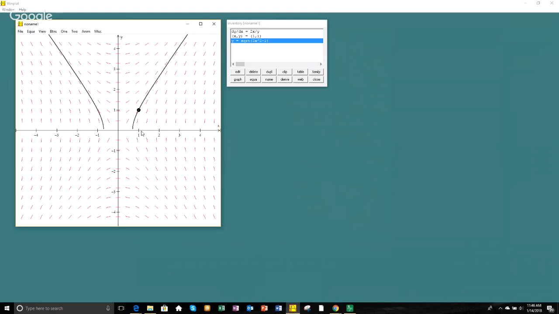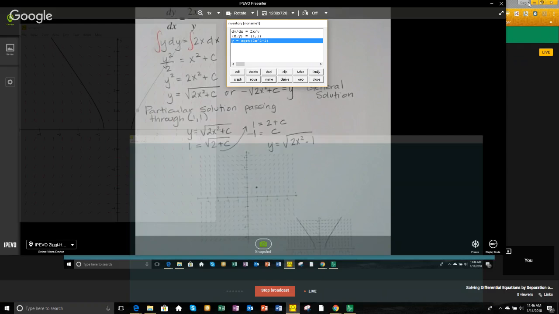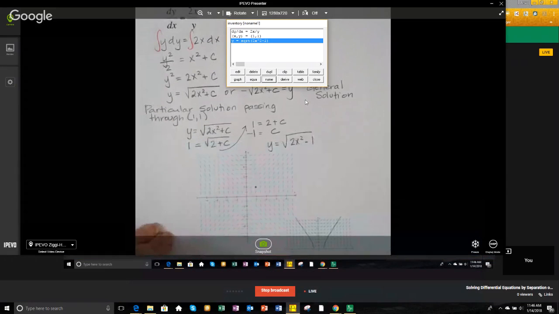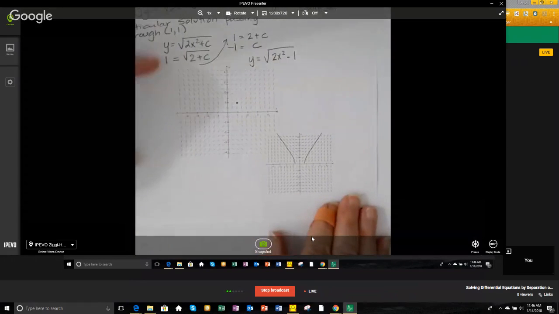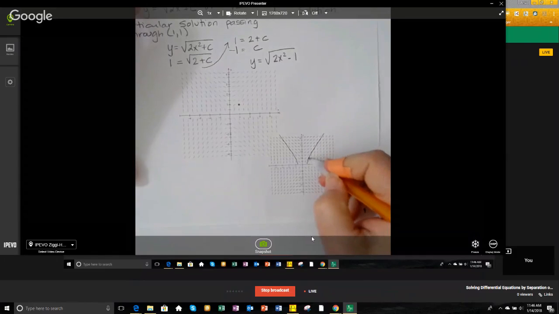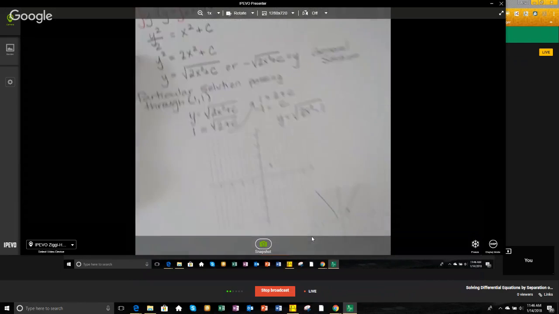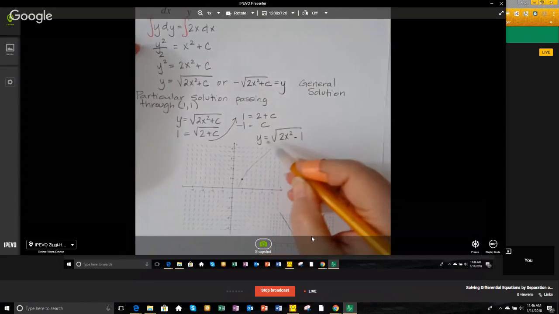Sure enough, you can see that our solution actually will follow the slopes. And that's our particular solution. And you can see the general solutions shown in the slope field there, which is really pretty cool. All right, so it works. And I have in my notes here a picture of the very solution that we found. And it does pass through there, which is really, really neat. All right, moving right along.